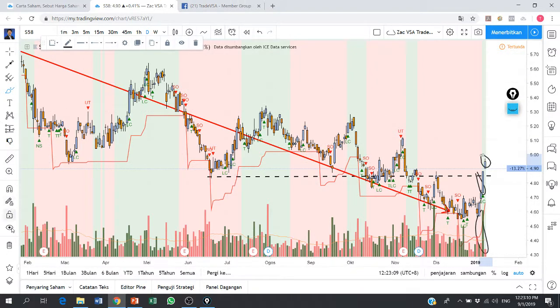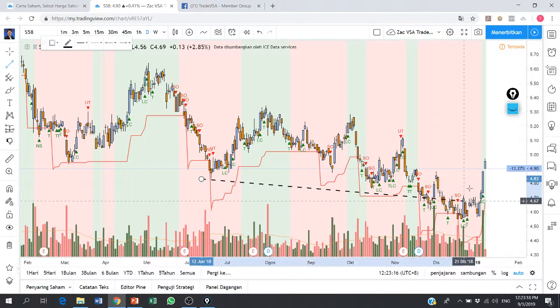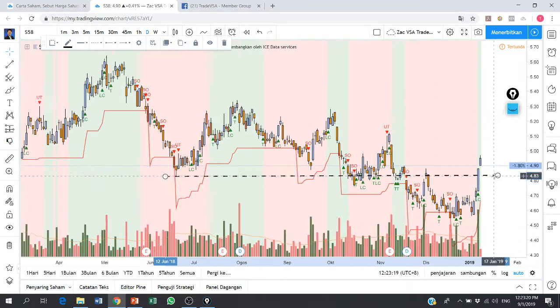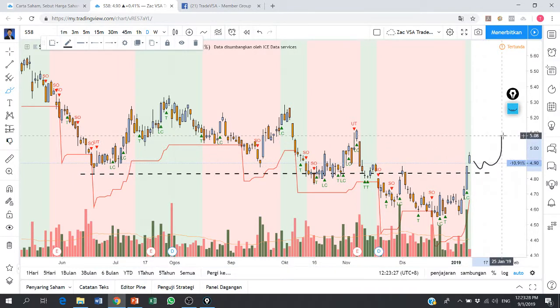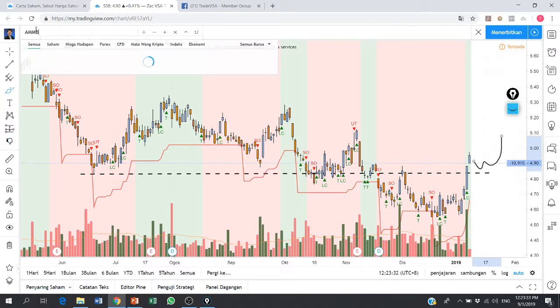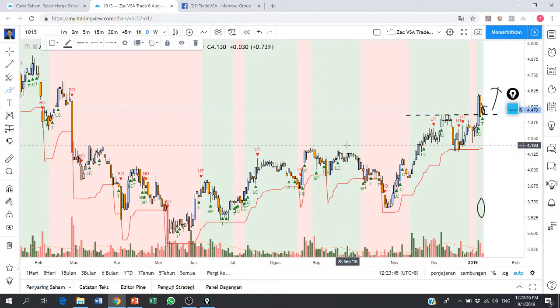For members that want to trade, you can always wait for the pullback. This is the previous resistance. You can wait for pullbacks. It will drop here and move sideways before it breaks up again. Similar to Mbank, I think Mbank has a very similar pattern.